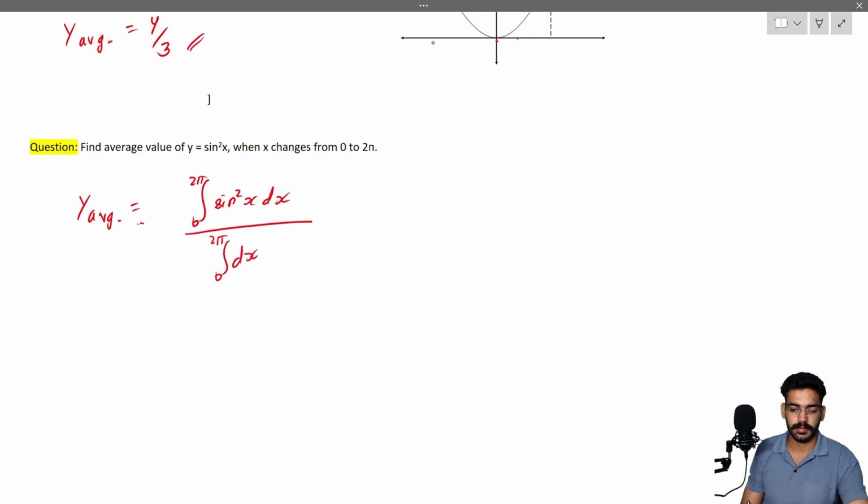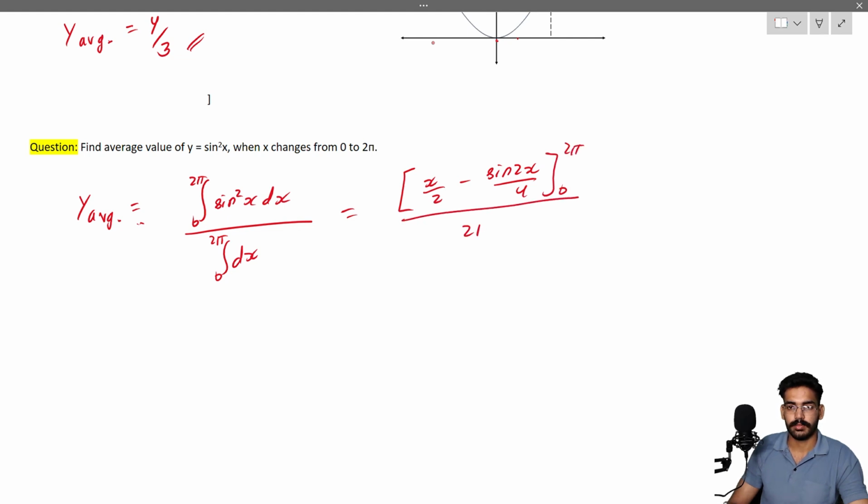Now if you remember, we have already solved this integral of sine squared x dx, right? I'm not saying you have to remember, but you can put the values here. So what is the formula? x by 2 minus sine 2x by 4, from 0 to 2 pi, divided by 2 pi minus 0, right? You will put the values and you will get the answer 1 by 2. This is your final answer.